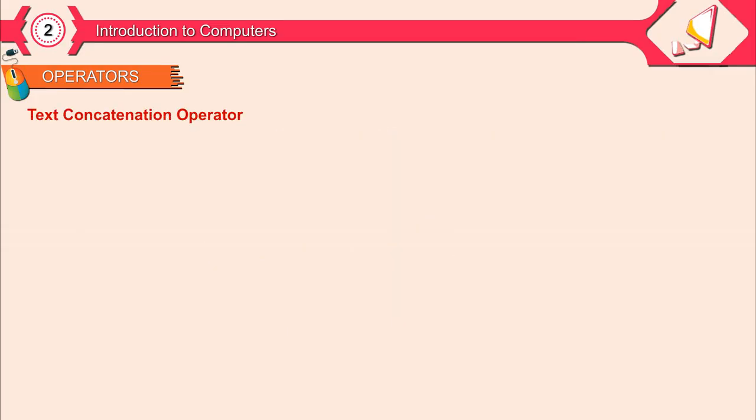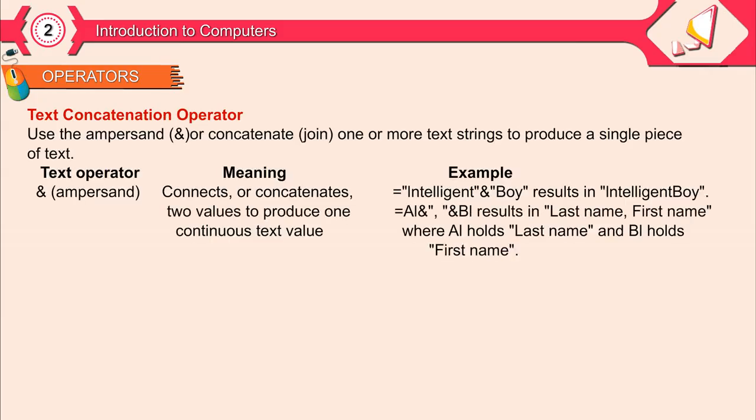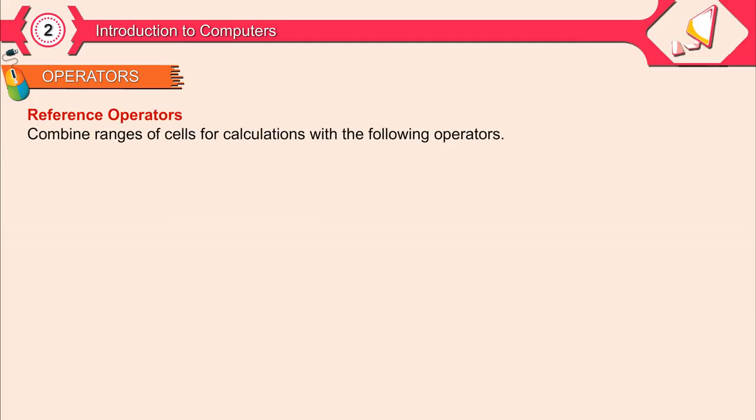Text concatenation operator. Use the ampersand to join one or more text strings to produce a single piece of text. Reference operators. Combine ranges of cells for calculations with the following operators.